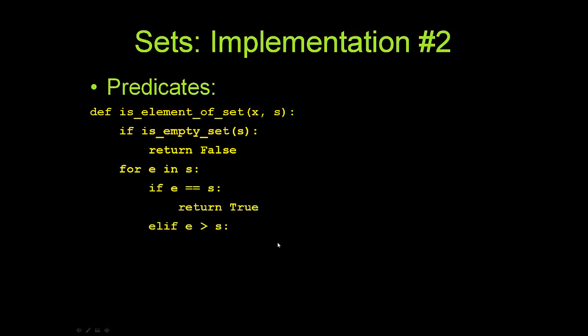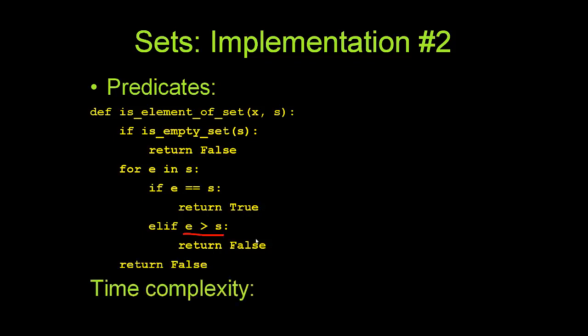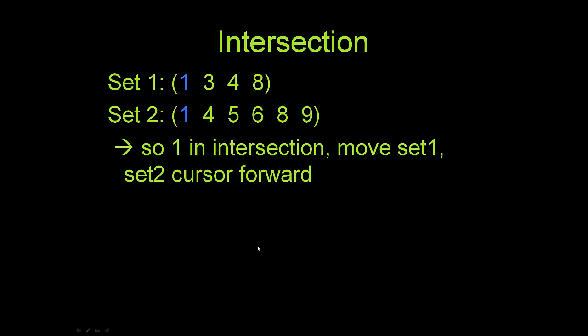Now, the first thing you realize is that if E is bigger than X, you can already give up, because the list is ordered. So you know you're going from smallest to biggest. Once the elements are bigger than your search element, you know it's done. So this is a bit different. The time complexity here is actually still order n, but it's slightly faster on average.